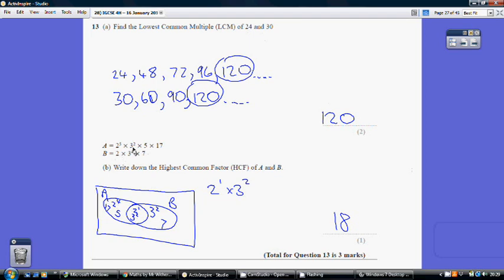When we move on to the 3's, we've got a 3 squared in common. That goes into the middle, and the rest of the 3's would go into the B. And then we don't have the 5, the 7, and the 17 in common, so they go elsewhere. So what are we left in common with in the middle? It would be 2 to the power of 1, and 3 squared. So our highest common factor is going to be 2 times 3 times 3, which is 18.